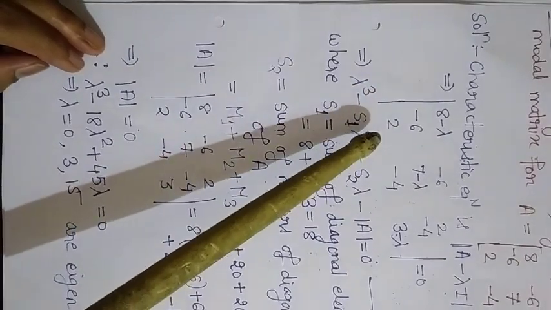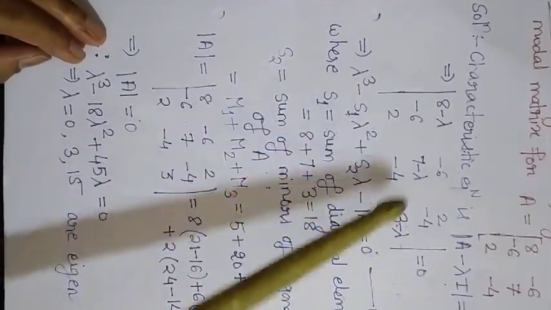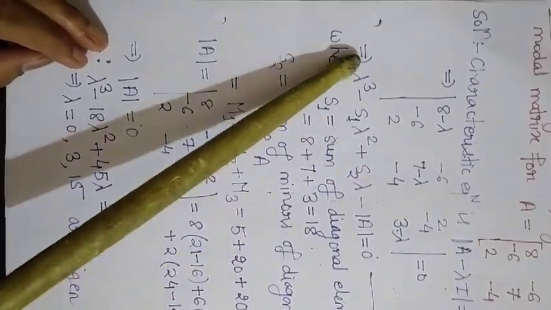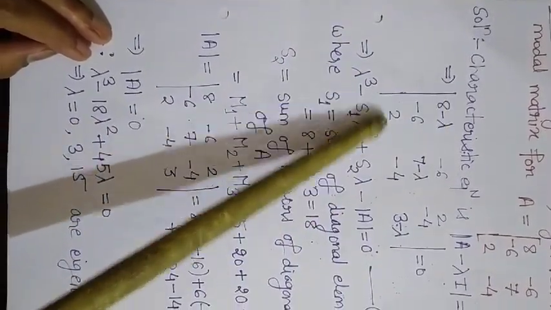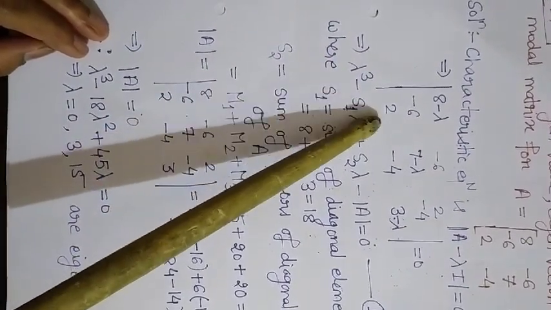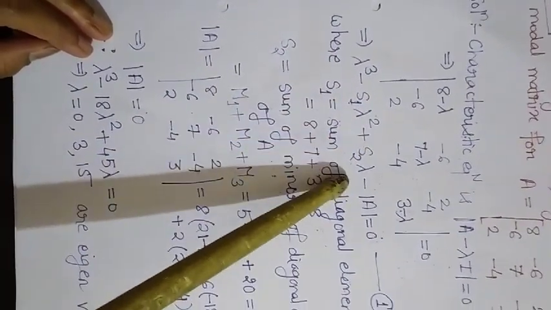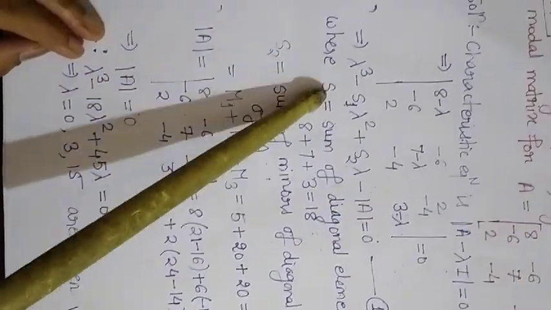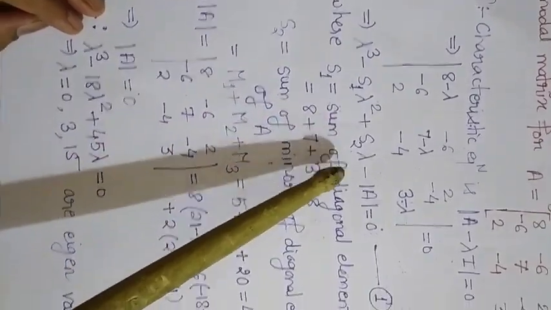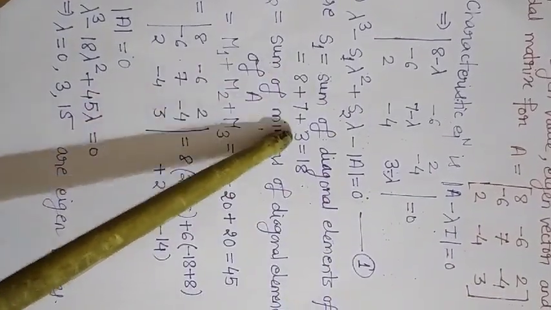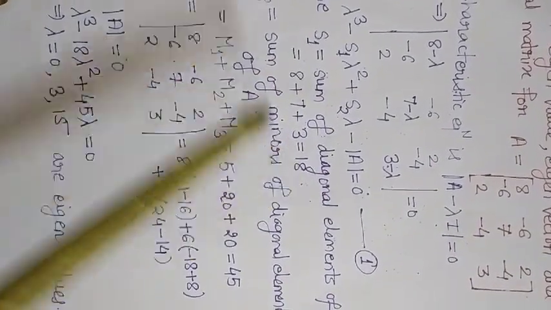It will be very difficult to solve this determinant in the usual manner or the method which we know already. So the shortcut method is, as it is a 3 by 3 matrix, we write lambda cube minus S1 lambda square plus S2 lambda minus determinant of A equal to 0. Where S1 is the sum of diagonal elements of A. The diagonal elements are 8 plus 7 plus 3, which is 18.